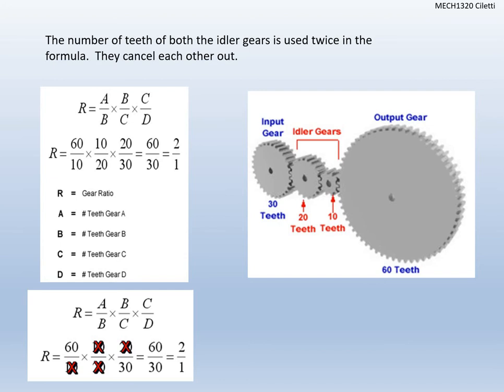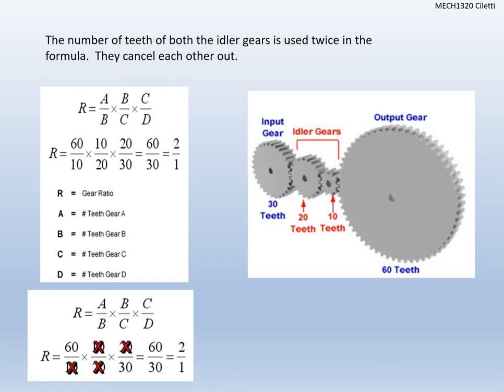If we take a look at the ratio, 60/10, that's the ratio between the big gear and the little gear. Then 10/20, that's the ratio between the two smaller gears. Then we have 20/30. As you can see, we're going in line. The ratio ends up being 2:1. It all works out.